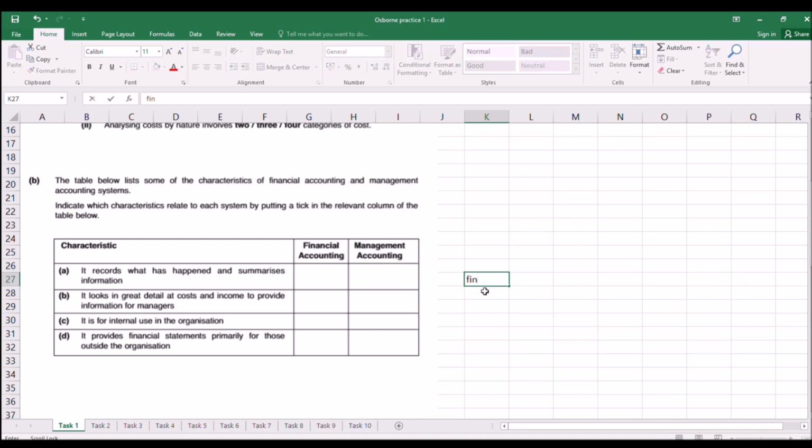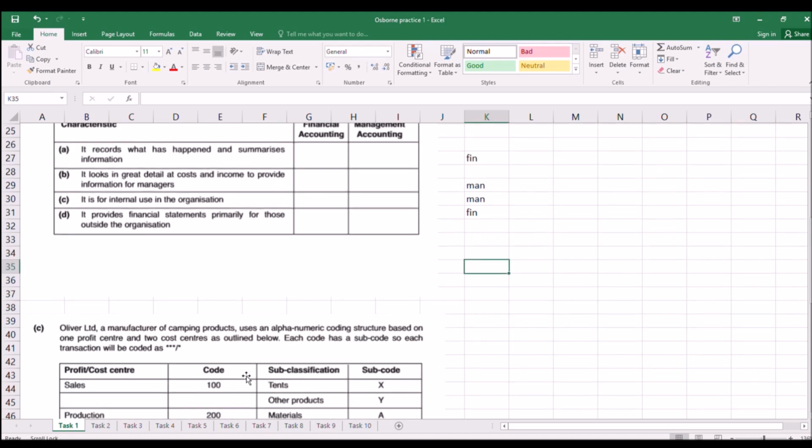I mean, to be fair, it's probably the same with management accountants, to be honest with you, but I'm going to feel that's more going to be the financial one. It looks in great detail at costs and income to provide information for managers. Well, that's going to be management accounting. It is for internal use in the organisation. Right, so that's going to be management accounting, because as I described, financial accounting is for external use, really. It provides financial statements primarily for those outside the organisation. Financial accounting. Right, so those are those 2 there.